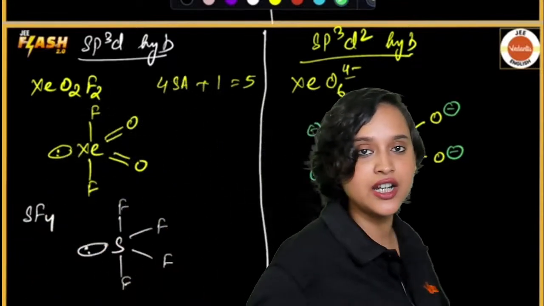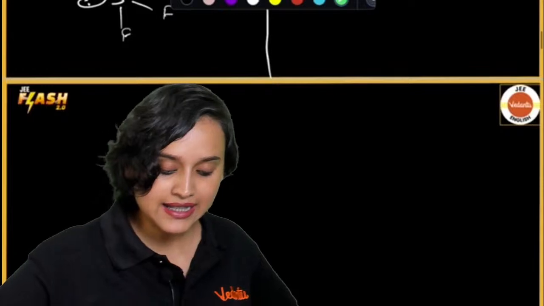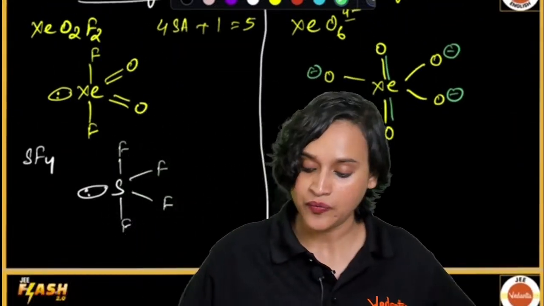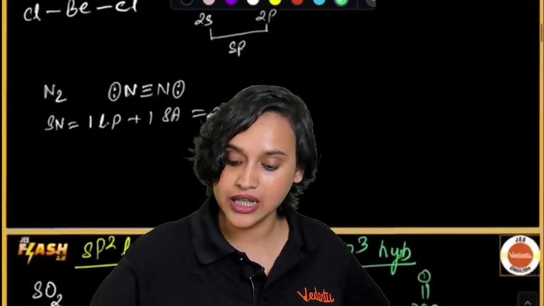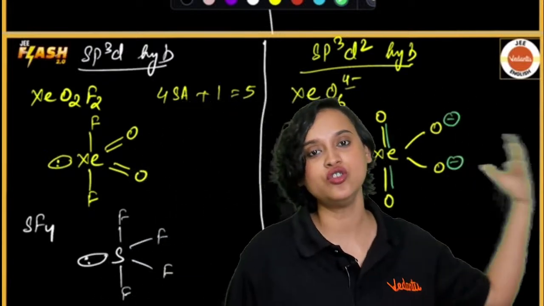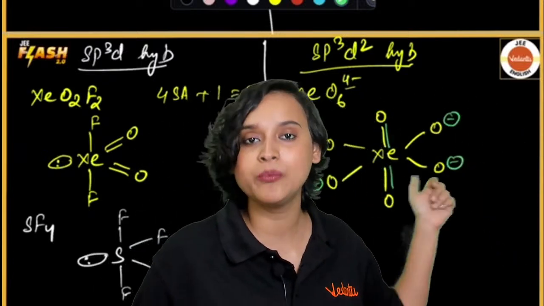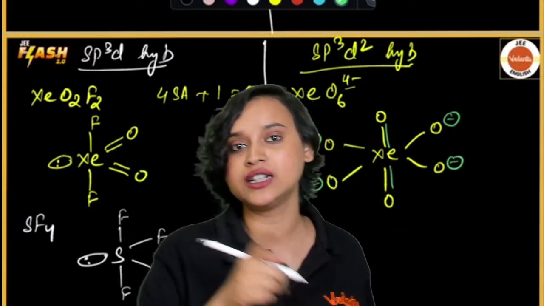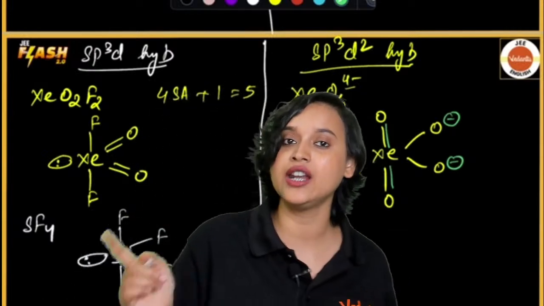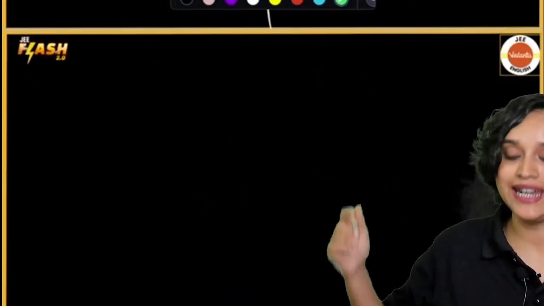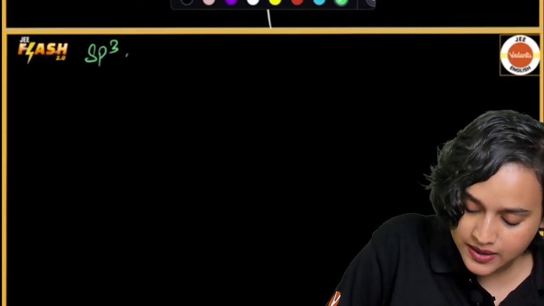This is clear, sp3d2. Next, let us go for sp3d3 hybridization. With sp3d2 hybridization the molecular geometry is obviously octahedral. Here the shape is also octahedral, because there are no lone pairs. But if there was any other lone pair, then it would not be octahedral, it would be of a different shape.